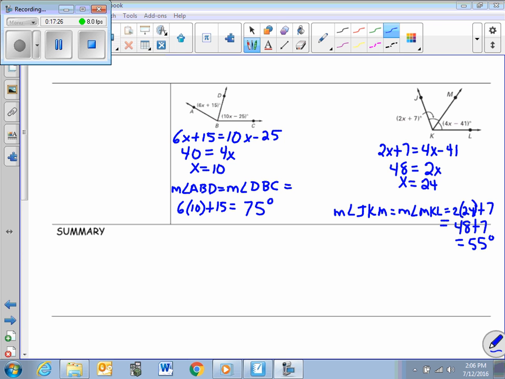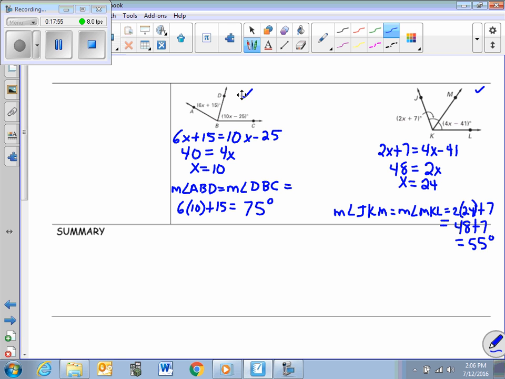Set the two angles equal. Why can we, the measures equal, that is. Why can we do that? Because we were told that BD in this case and KM in this case were angle bisectors. In both cases, we solve for x, and then we go back and we plug our x value into either one of the expressions. Why can I plug it into either one? Because I know that the two angles are congruent and therefore their measures are equal.